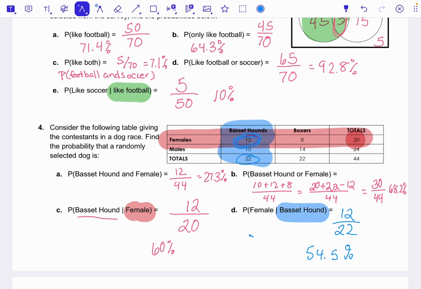And those are the problems on page 1. Stay tuned for the next video where I will walk through the questions on page 2.